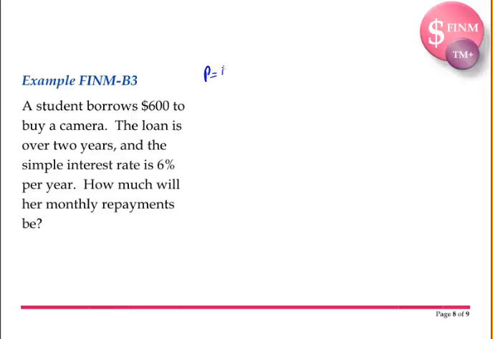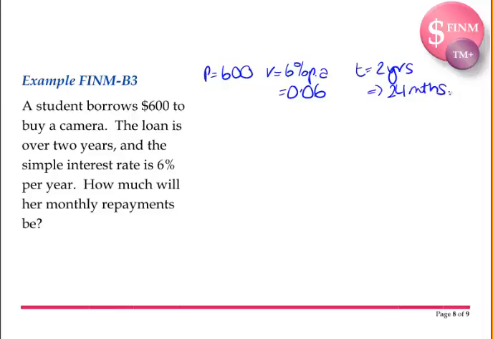We start with our principal, which is $600. Our interest rate is 6% per annum, which is 0.06. And our time is 2 years. Now overall for our repayments, we'll need to do 24 months because it's monthly repayments. So first of all, let's work out what our interest is. So we've got I equals PRT, which is 600 times 0.06 times 2, which is just our number of years, and that gives me 72.